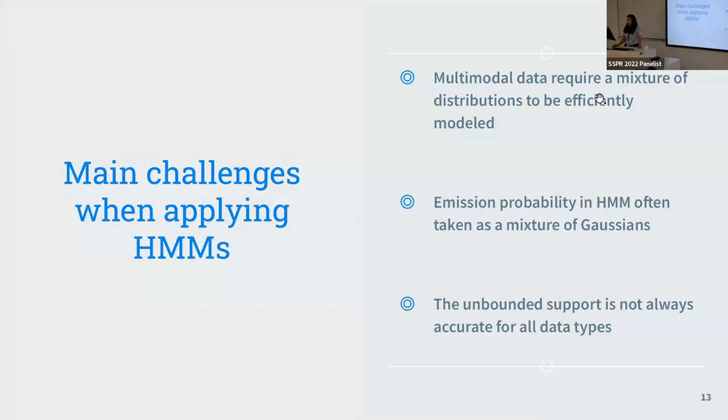We have noticed some main challenges. We have noticed that multimodal data require a mixture of distributions to be efficiently modeled. So we have data that is multimodal. It doesn't fit a Gaussian distribution. The Gaussian is usually the main distribution chosen for the emission probability of HMMs, but we decided not to take it as a Gaussian and to go for other distributions, because we have an unbounded support, which is not always accurately represented by the Gaussian distribution.